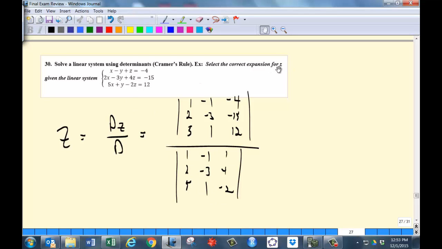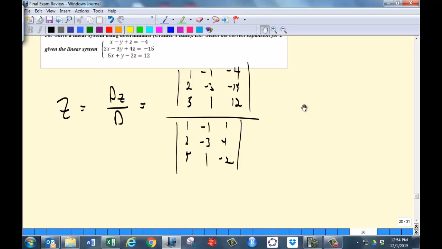If it's for x here, then whatever the x's are here, you'll just replace with these guys. Okay, so it'd be minus 4, minus 15, 12, and then y and z will stay the same. So minus 1, minus 3, 1, 1, 4, minus 2. All right, so make sure you review Cramer's rule.